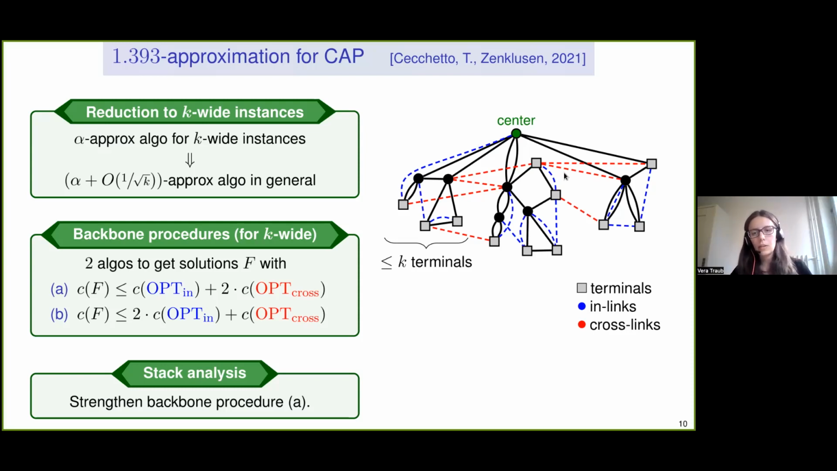If we take k larger, then we get a better approximation. So in the end we choose k large enough, but we choose it constant. We need this to be constant for our later algorithms to still have polynomial runtime. The runtime of these backbone procedures later on will depend on k, so k can appear in the exponent. That's why we need k to be constant. And then we just choose k large enough such that this term here, this order of 1 over square root k term, becomes epsilon.